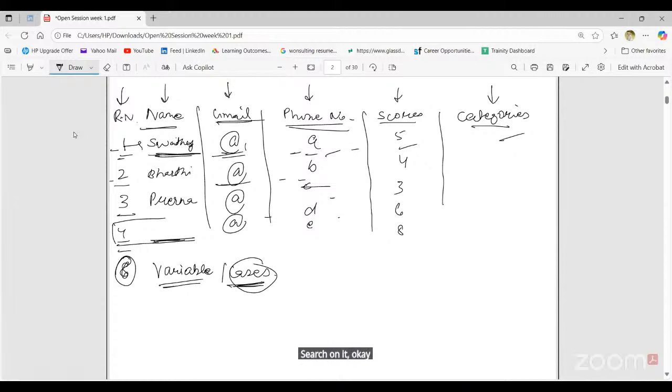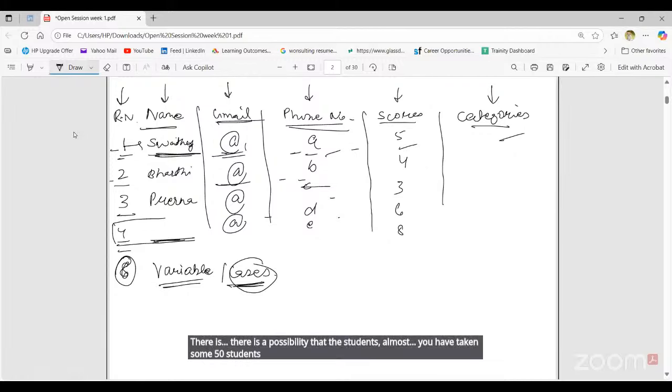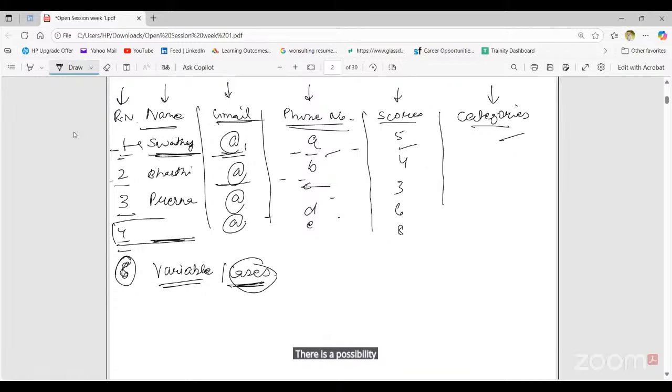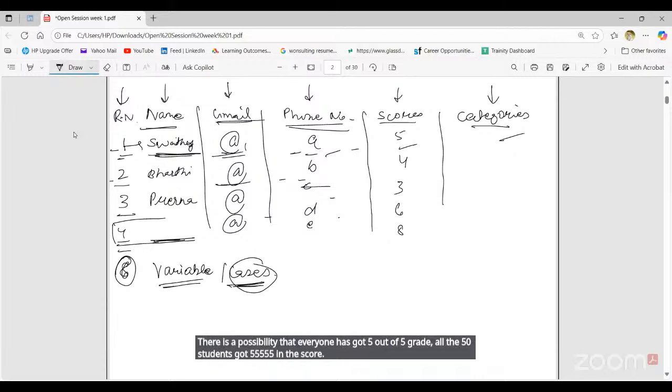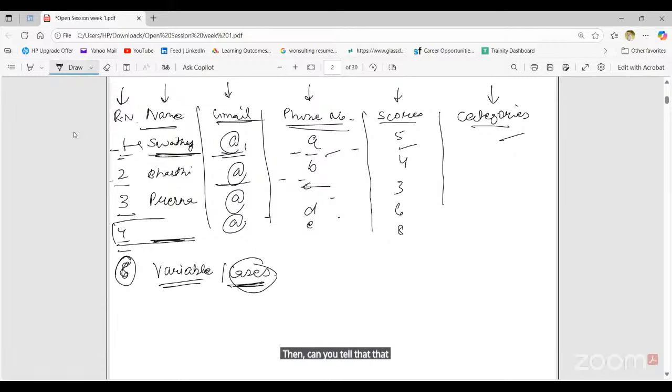In the next lecture I will cover it. But ma'am, here in the population question, if the scores are taken, there is a possibility that the students, say some 50 students you have taken as your category, everyone has got 5 out of 5 grade. All the 50 students got 5 in the score. Then can you tell that scores also are not a variable over there?